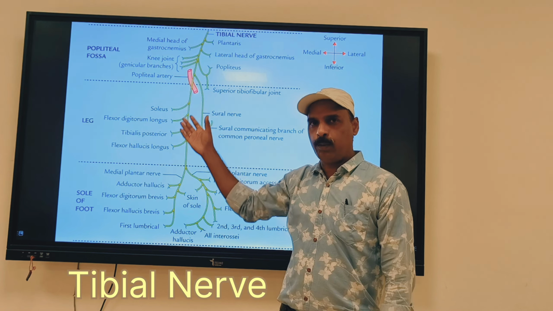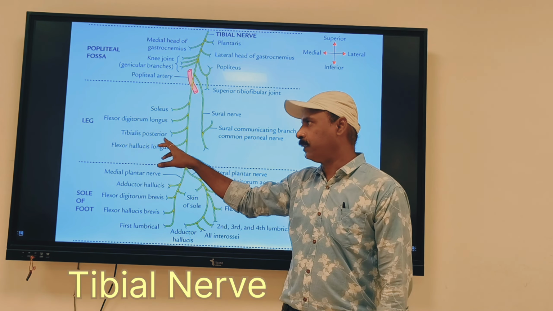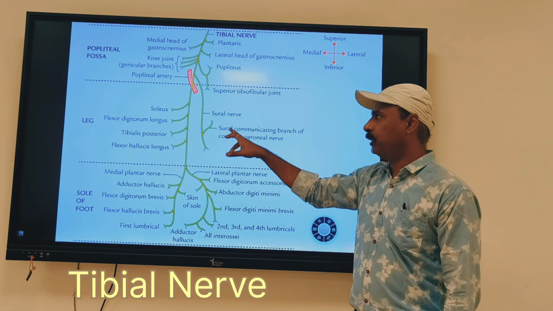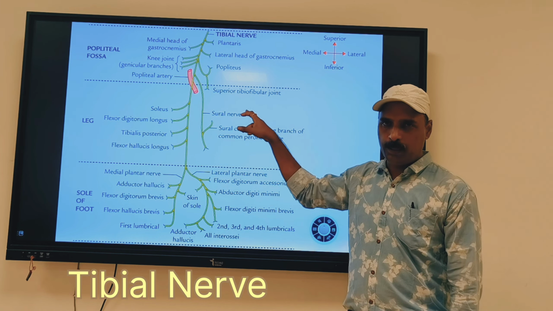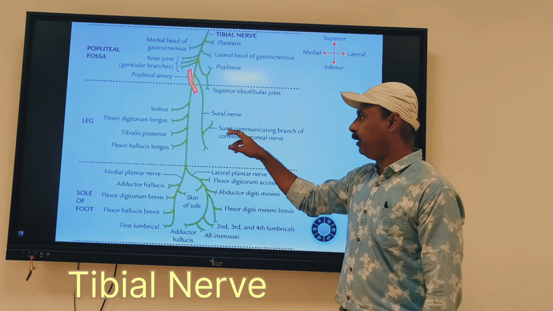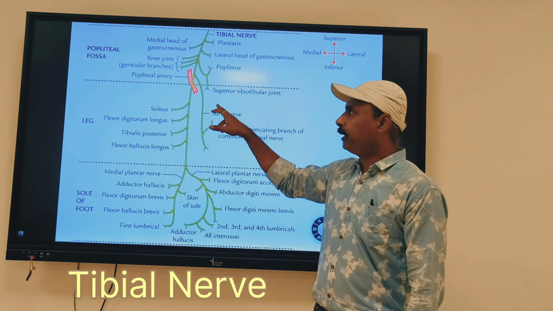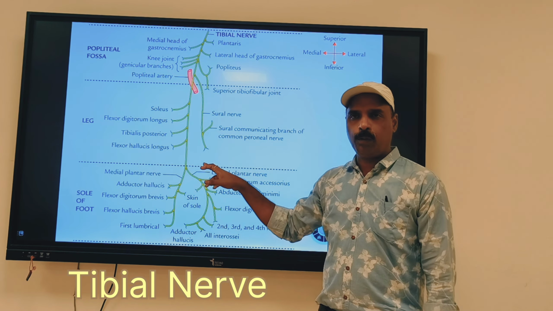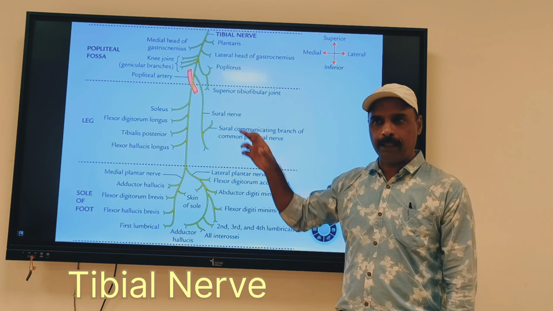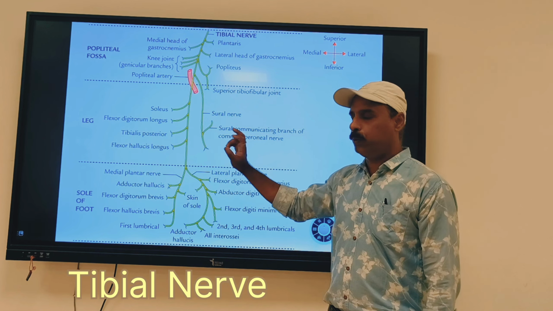In the leg, it runs its course in the back of the leg and supplies the soleus, flexor digitorum longus, tibialis posterior, and flexor hallucis longus. One branch makes the sural nerve. The sural nerve can be asked as a short note. You have to remember the sural communicating branch, and that it is a branch given in the leg region by the tibial nerve.